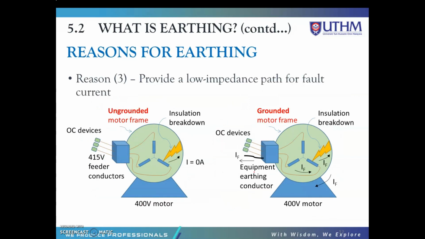Okay, the third reason is to provide a low impedance path for fault current. The equipment earthing conductors put all metal enclosures at earth potential, which is equivalent to 0 V, and also provide a low impedance path for fault current to flow if a ground fault should occur in the system. So there is an alternative path for the current to flow to the earth in order to protect the devices.